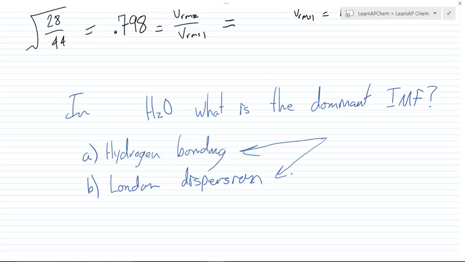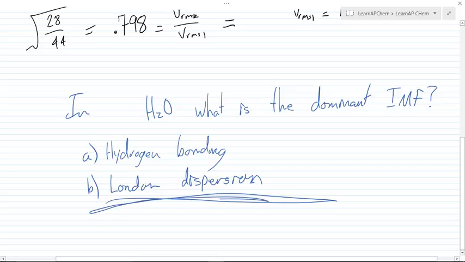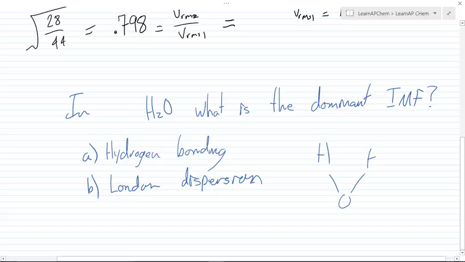Also note that it's important to know that London dispersion happens in all atoms. The same can't be said of dipole-dipole or hydrogen bonding, but in all atoms we have London dispersion forces. It's just that in something like H2O, these hydrogen bonds are much more powerful and much stronger, so we don't normally care about the London dispersion forces.